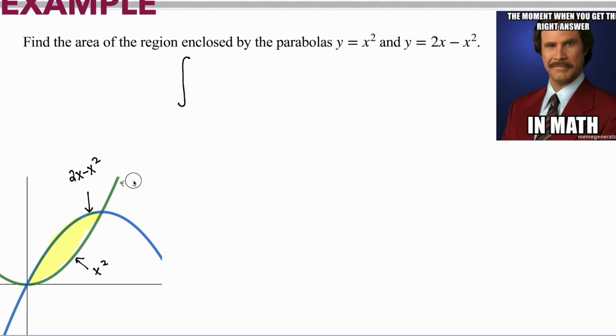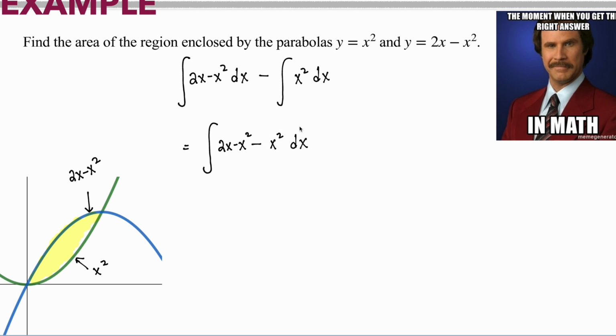So how you would set up the problem is you would take the top function and subtract the bottom function from it. The easiest way to do it is just to do one integral of the first function minus the second, or bottom, function. Now the only problem is we have to figure out our limits. At which places are they crossing each other?